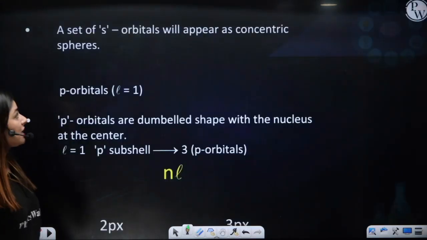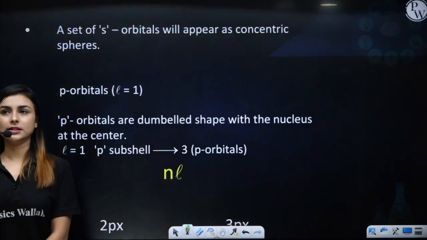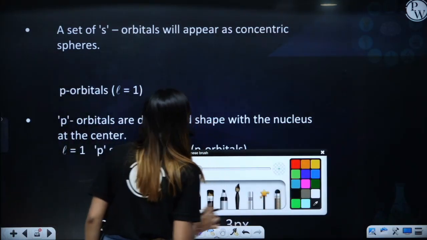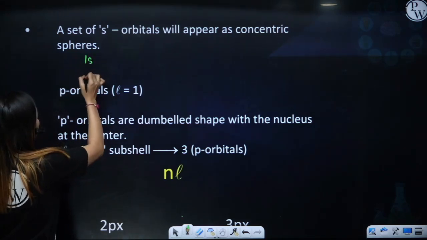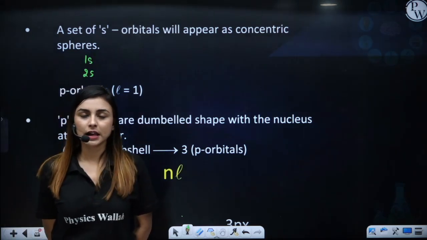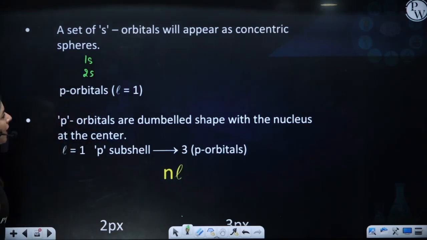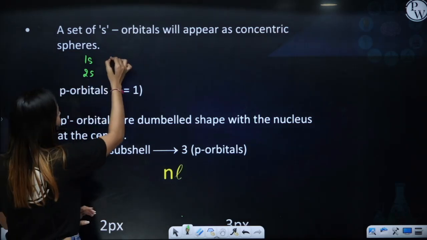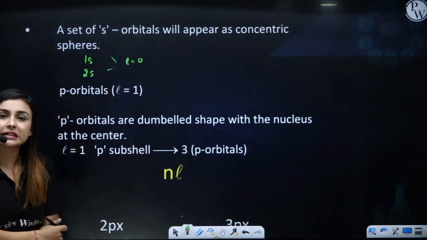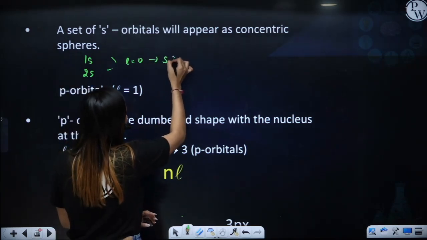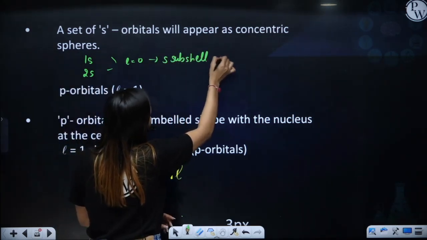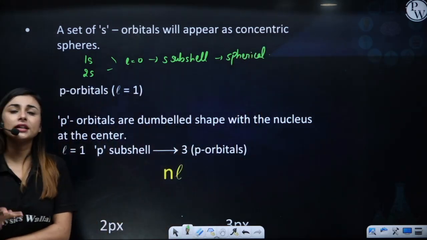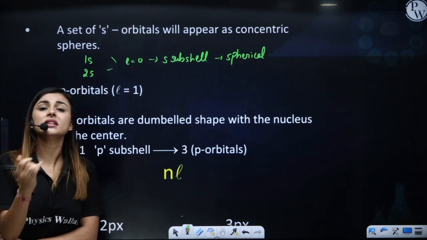Now, a set of S orbitals will appear as concentric circles. I want to know this from you. You'll answer me. If I say I have 1s and I have a 2s orbital, you will say that, ma'am, both of them have an S subshell. And an S subshell means both of them have L value equal to 0. So this means that S subshell is spherical in shape. Then how are you going to differentiate the two, if both are spherical?